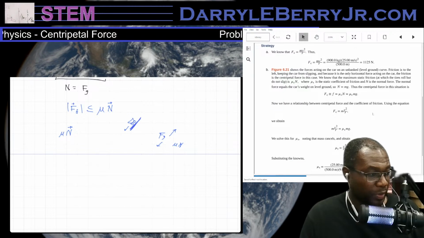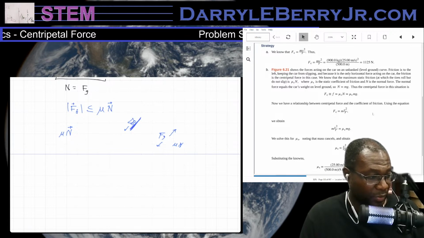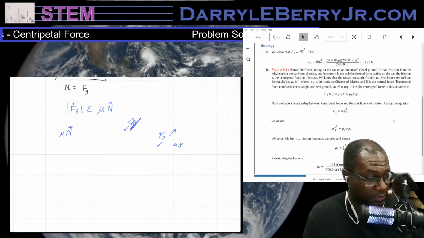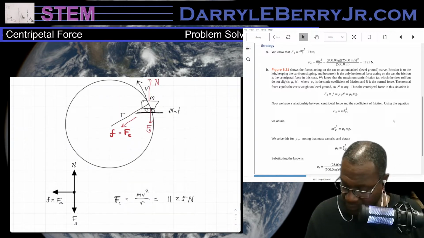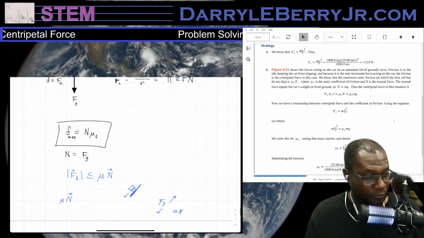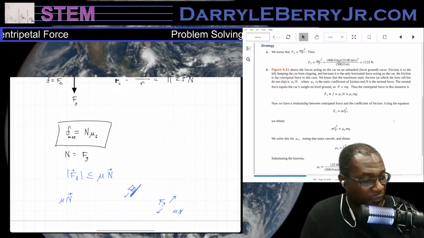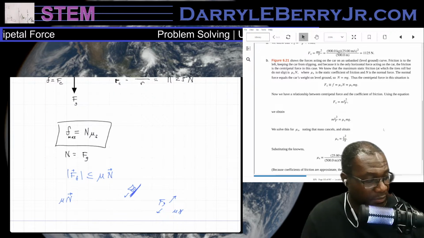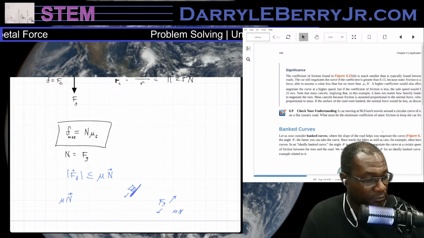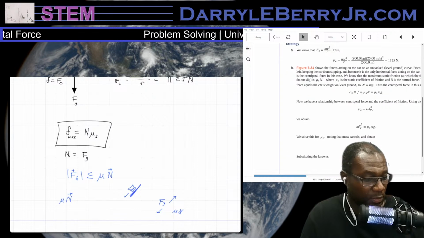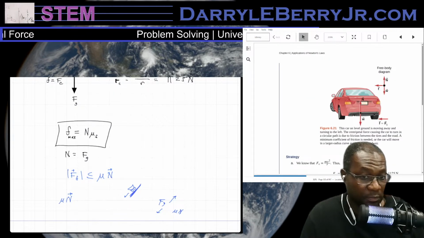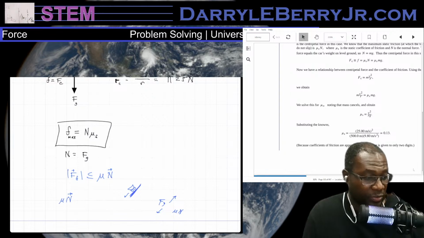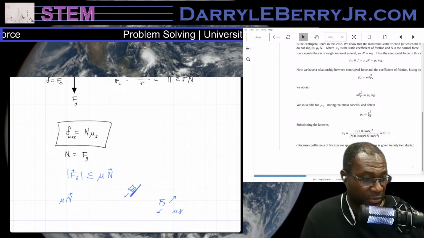Now we have the relationship between centripetal force and the coefficient of friction. Using the equation Fc equals mv squared over r, we obtain mv squared over r equals mu s mg. Just maneuvering these things around. We solve for this mu s, noting that the mass cancels, and obtain v squared over rg. Substituting the knowns, because the coefficients of friction are approximate, the answer given is only 2 digits.